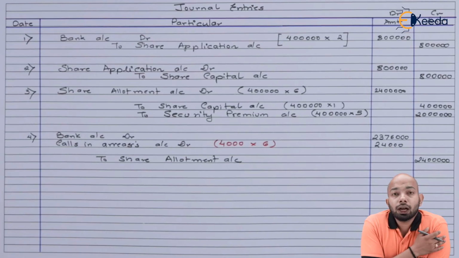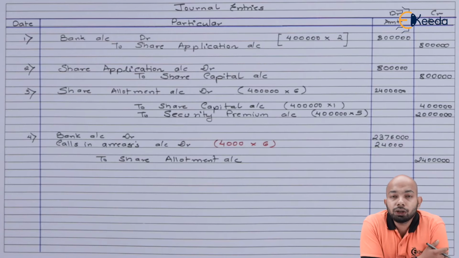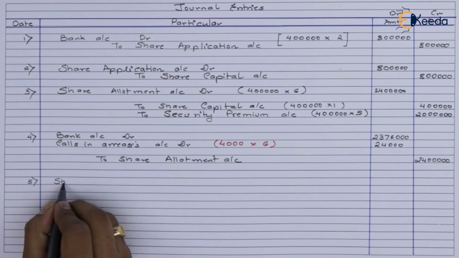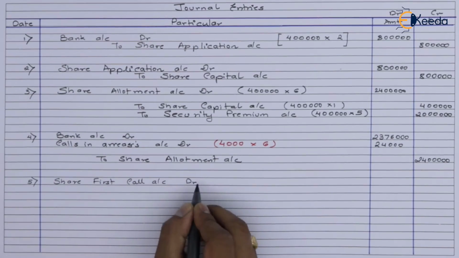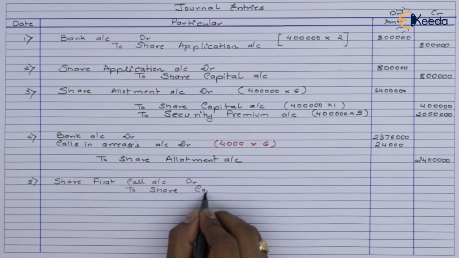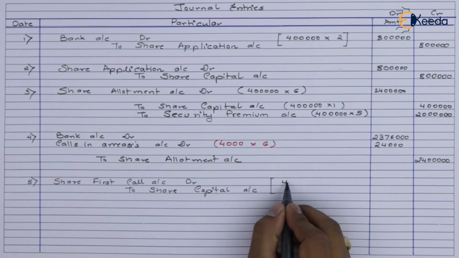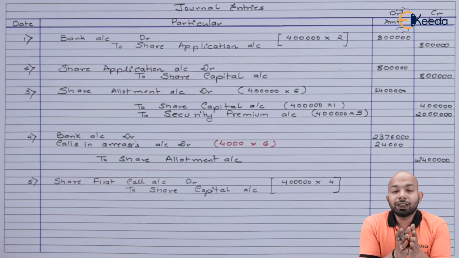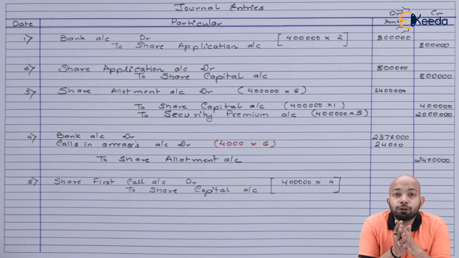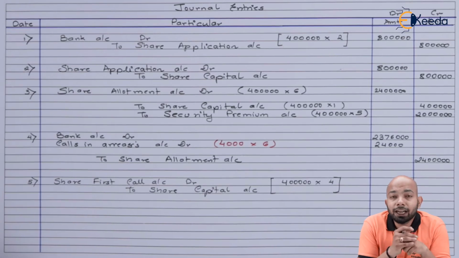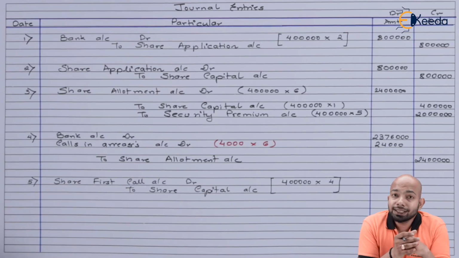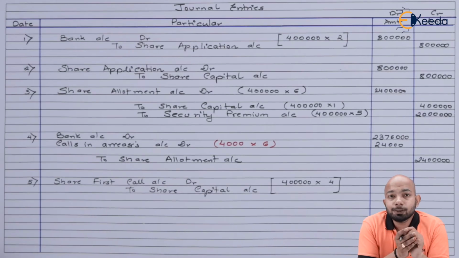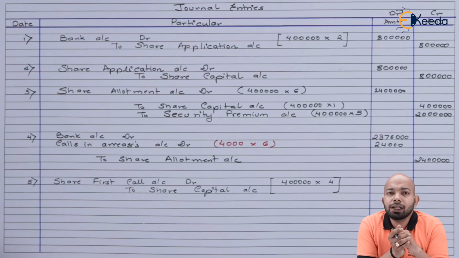Now it's time for us to mention the first call due entry. When it comes to share first call, we are expecting 4 rupees on every share that we have issued. That means 4 lakh multiplied by 4, which will give you a value of 16 lakh rupees. So that is the amount that we are expecting here. But when it comes to the receipt entry, we'll figure out what exactly we have received here.